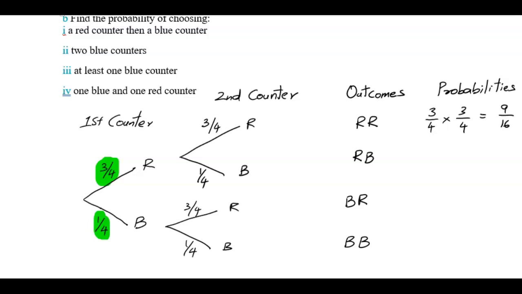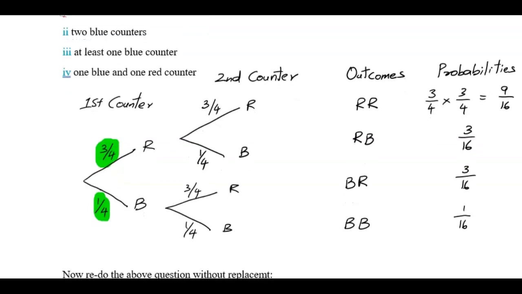Similarly, a red and a blue counter is going to be 3 out of 16. A blue and a red counter, 3 out of 16, and a blue counter is going to be 1 out of 16. And again, if you notice this, all the different possibilities across this particular experiment, we got 4 outcomes, and if you add them up, it's just going to give you 16 out of 16, which is going to be equal to 1, right? That's always a good way to check if your answer is correct or wrong.